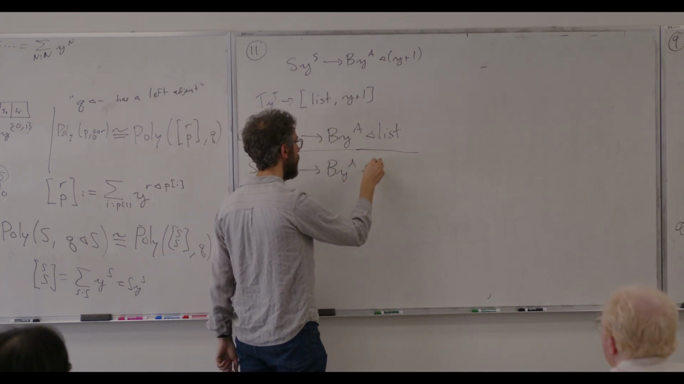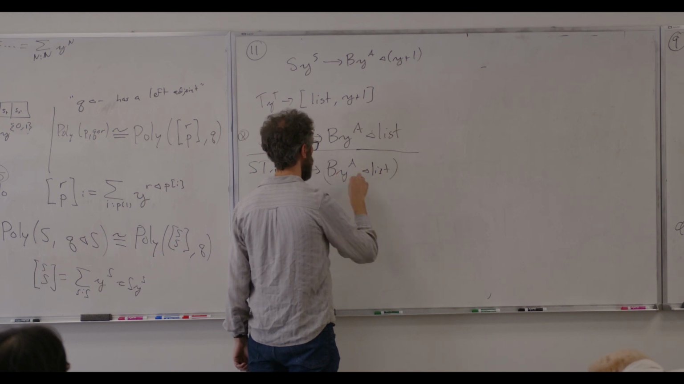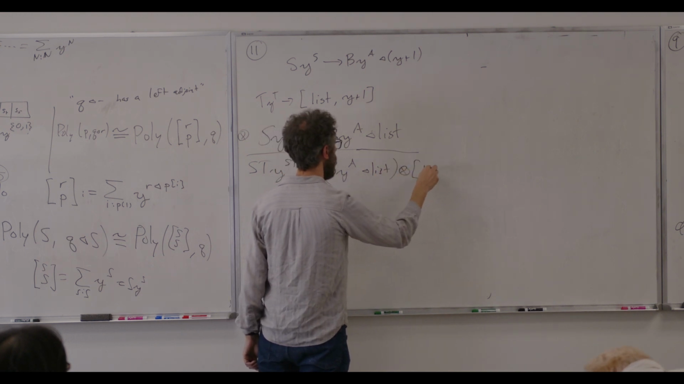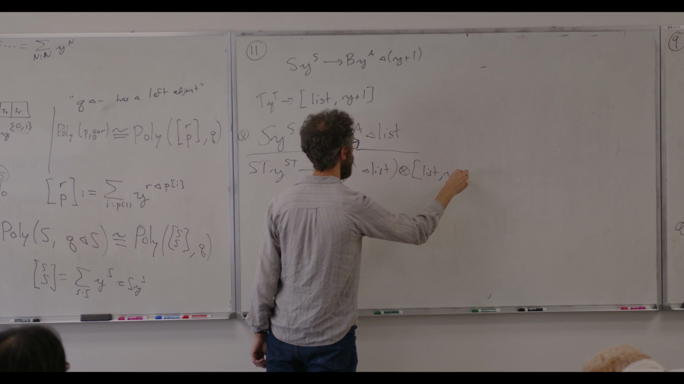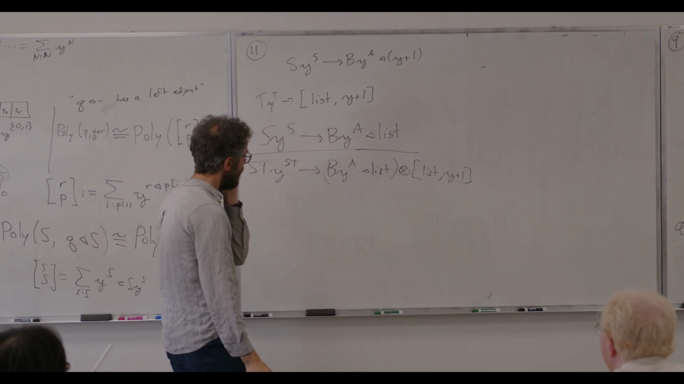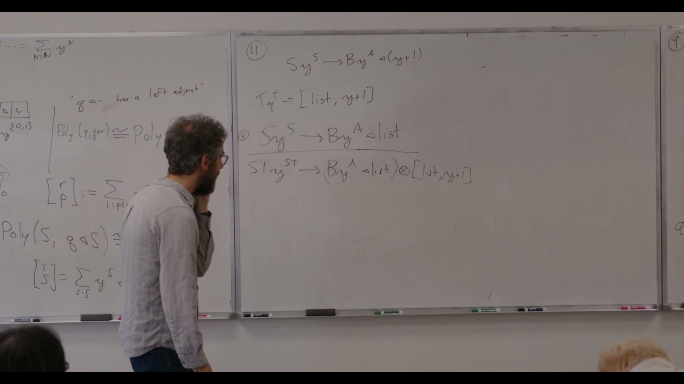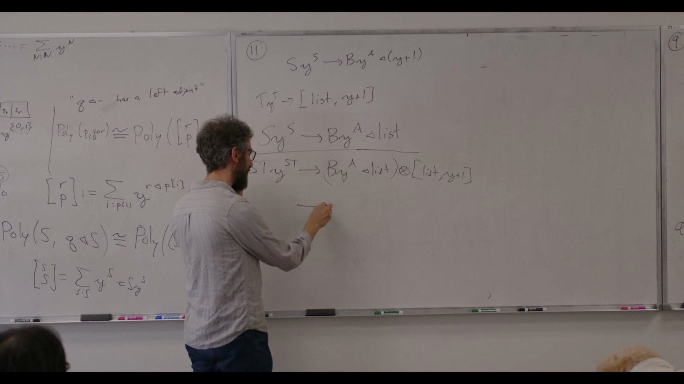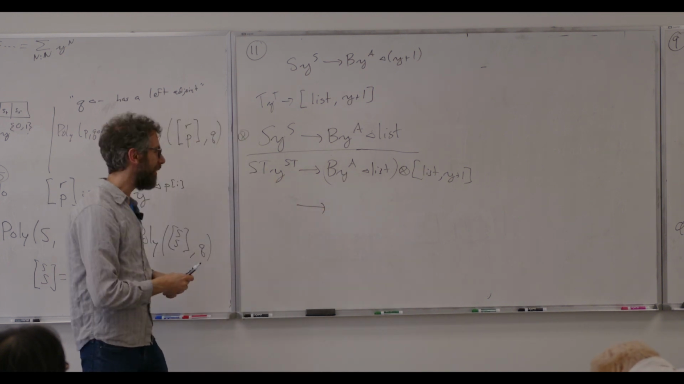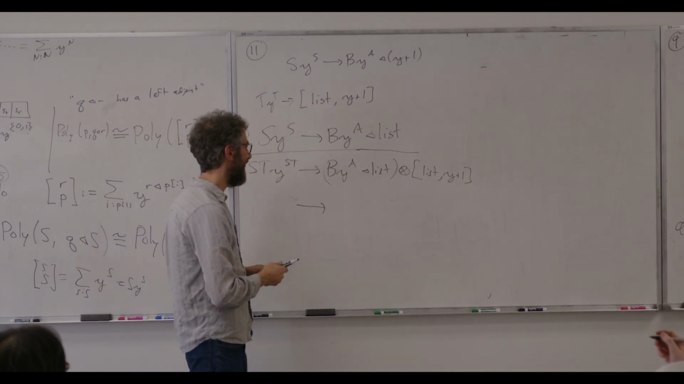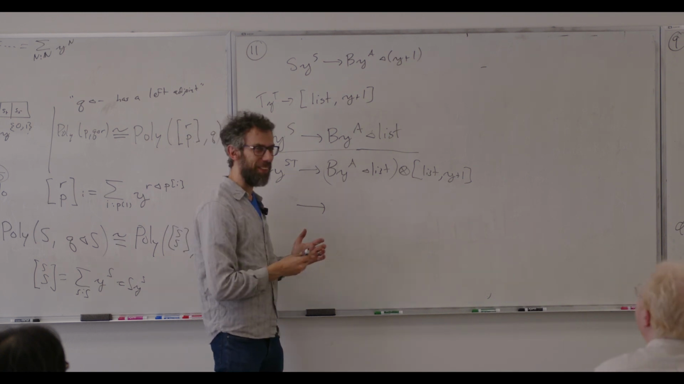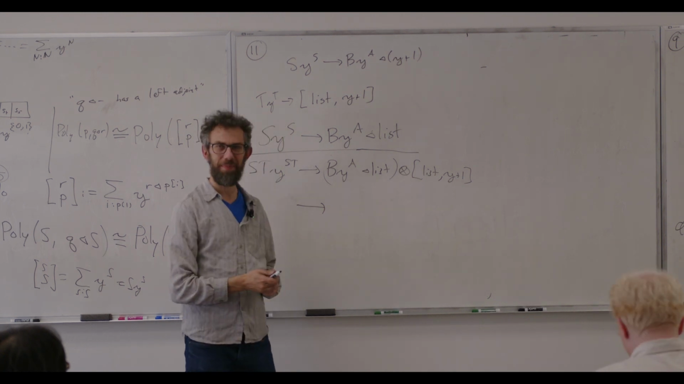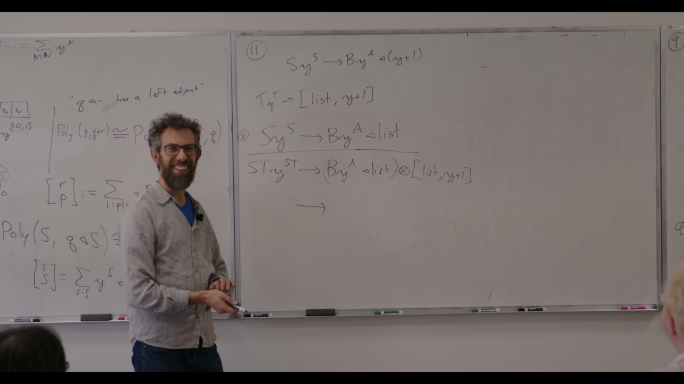B Y to the A, compose list, tensor, list, composed Y plus 1. Oh, I hope this works. We need duality. We do need duality. I don't know what happens, but something good will happen. Okay, so what do we get? The right thing will happen. Someone will take care of us. Okay. Thanks, Sophie. Okay, what do we do?